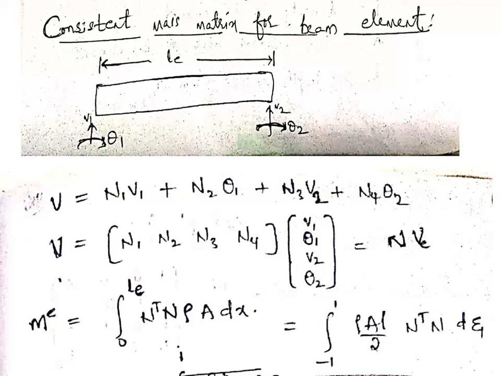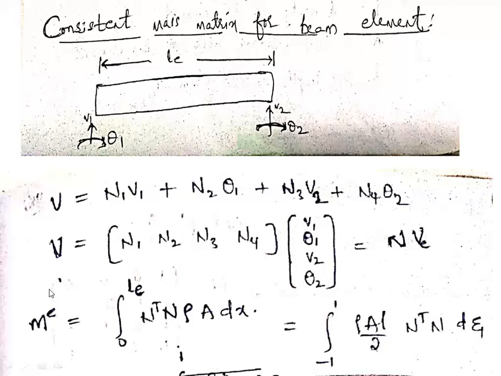Here v can be written as n1 v1 plus n2 theta 1 plus n3 v2 plus n4 theta 2. This is a possible displacement function that can be written for the beam element. By using this displacement function, let us assume this as a linear equation and convert it into matrix form. Therefore, it is possible to write down the displacement of v1, theta 1, v2, theta 2, and this is the shape function matrix, n1, n2, n3, n4. So this is in matrix form, and it is a function of the shape function matrix as well as the nodal displacement.